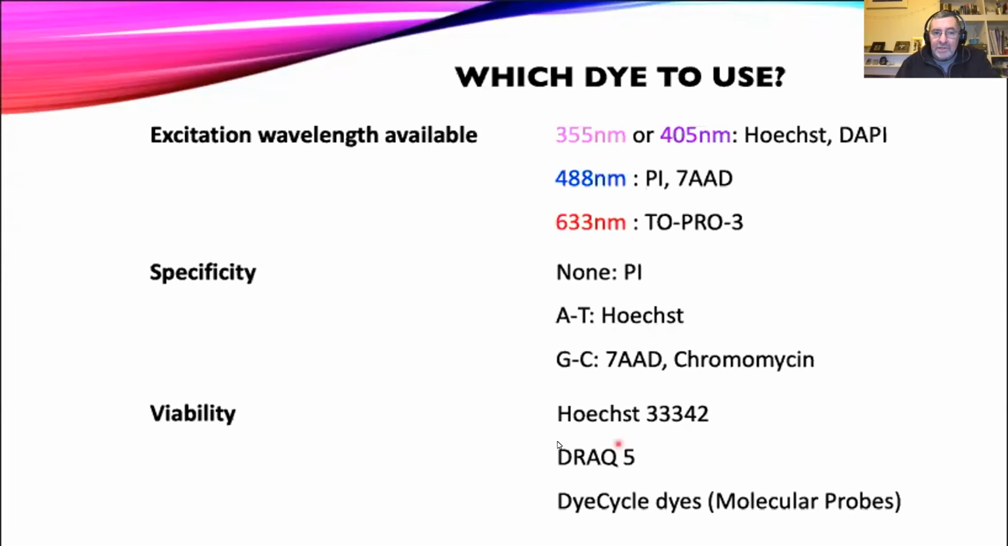But maybe 20 years ago, Biostatus developed this dye called DRAQ5, which again enters live cells without the need for fixation or permeabilization, but it's excited by a blue laser and a red laser, in fact. And more recently than that, Molecular Probes have come out with the DyeCycle dyes, a whole range of different dyes with different excitation and emission characteristics. So we have a bit more choice now.